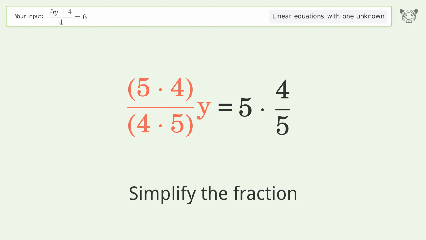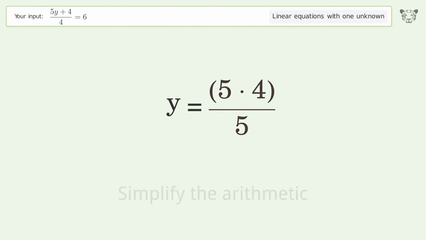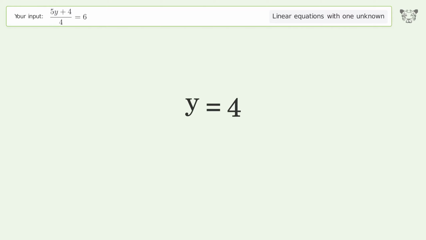Simplify the fraction. Multiply the fractions. Simplify the arithmetic. And so the final result is y equals 4.